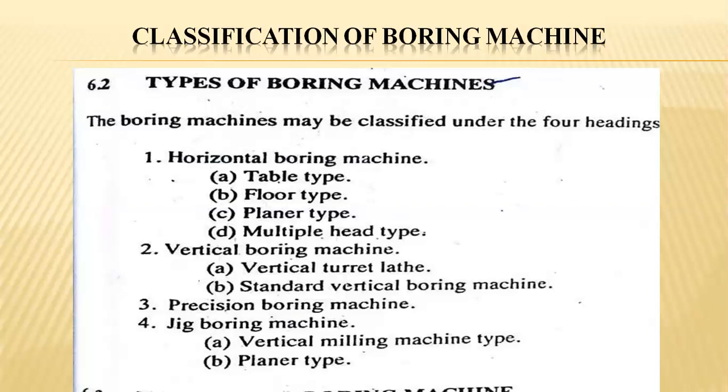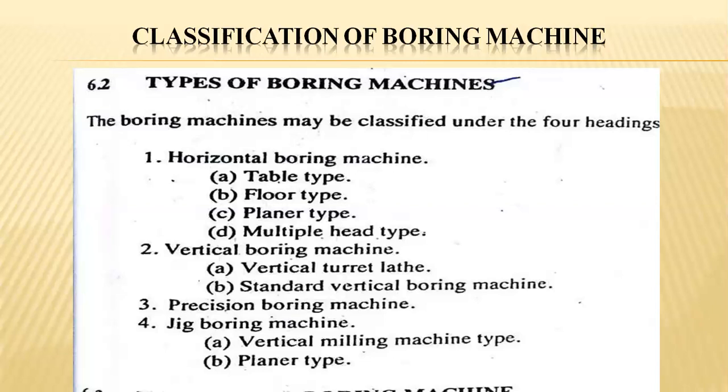In the case of vertical boring machines, it is again subclassified into 2 different categories: the vertical turret lathe and the standard vertical boring machine. Third one is the precision boring machine, which needs to have the dimensions with respect to the standard results.